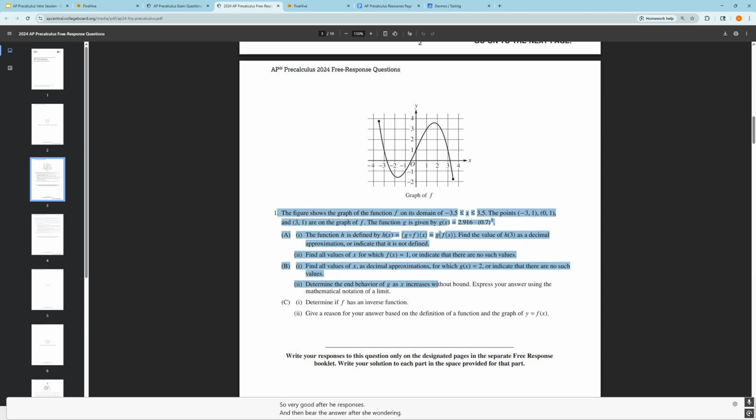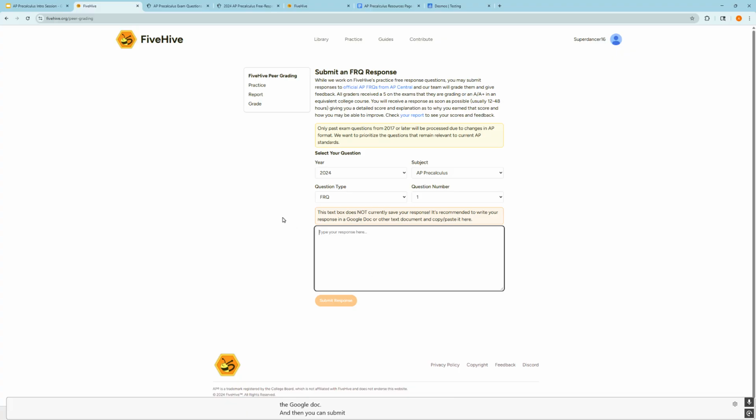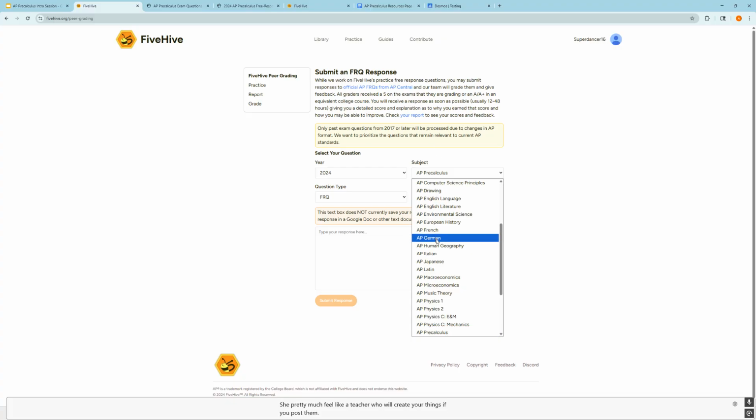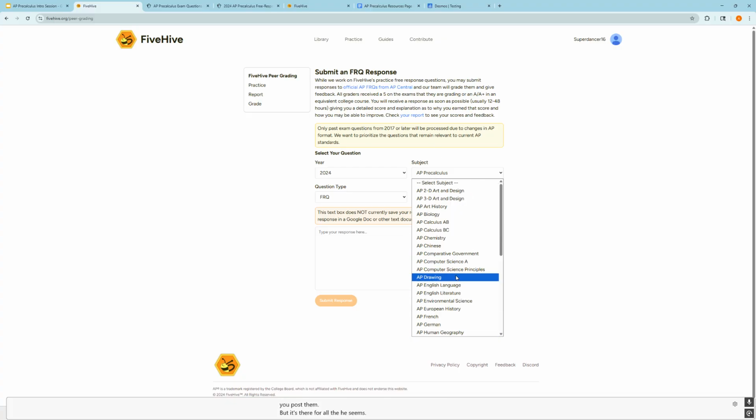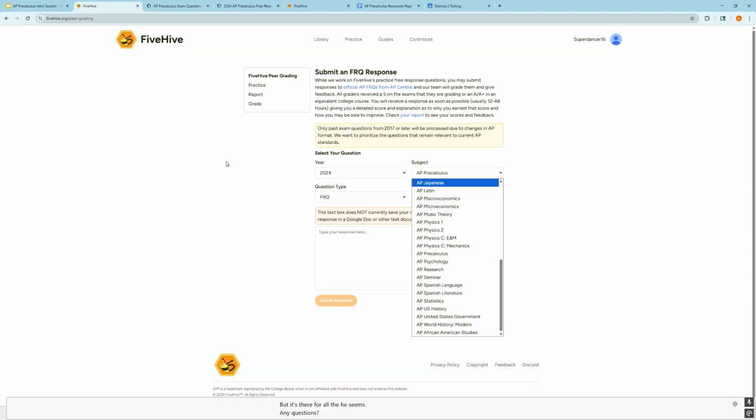We're going to put our answers in a Google Doc, and then you're going to submit this Google Doc here, and then in about 12 to 48 hours, you'll get a detailed score and explanation of why you got that. So pretty much we're like a teacher who will grade your work if you post it. But it's there for all the AP exams. So any questions about this website and this FRQ grading response thing?